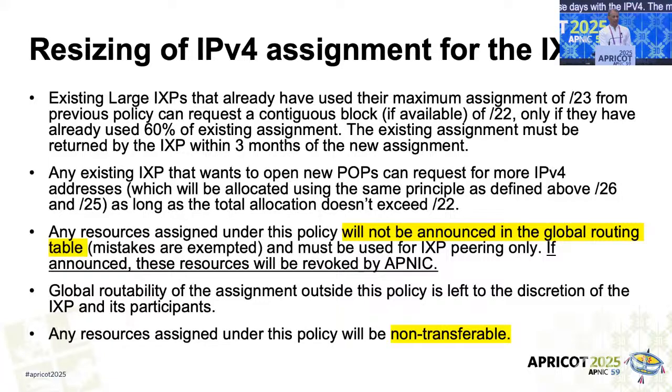And these resources are not to be announced in the global routing table as per this implemented policy, not the previous one, but this implemented policy. If you are requesting resources under this policy, then you cannot announce them in the global routing table. And also these resources are not transferable. So that means if you don't have any use or need for these resources, you must return them to the registry. So that's one proposal.